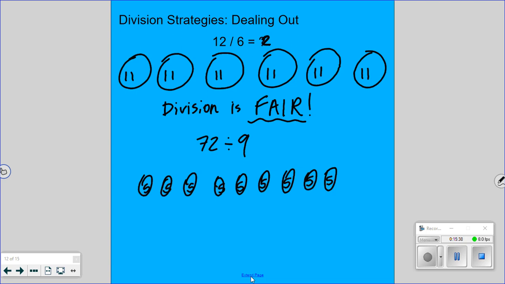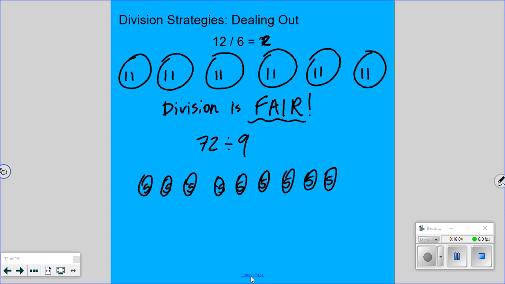Wait, do we write that? No, you don't need to. So when you're dealing out a large amount of stuff, if you want to skip count, that's fine. If you'd rather go by ones, that's fine. Both are good options. Doing it by ones takes a long time, but it'll work. So far, so good? We remember this strategy?